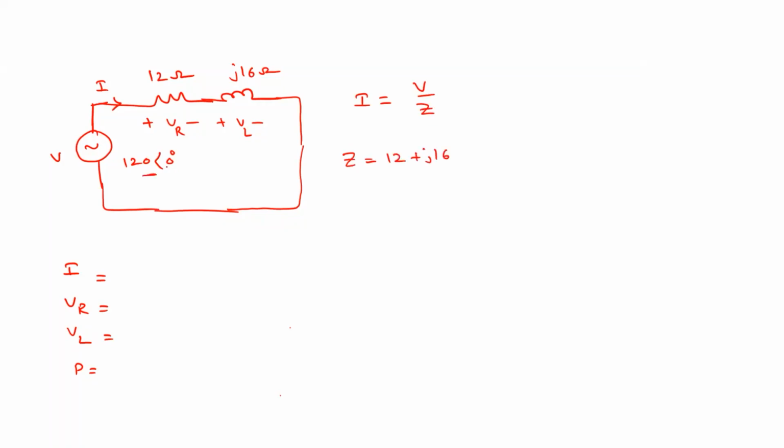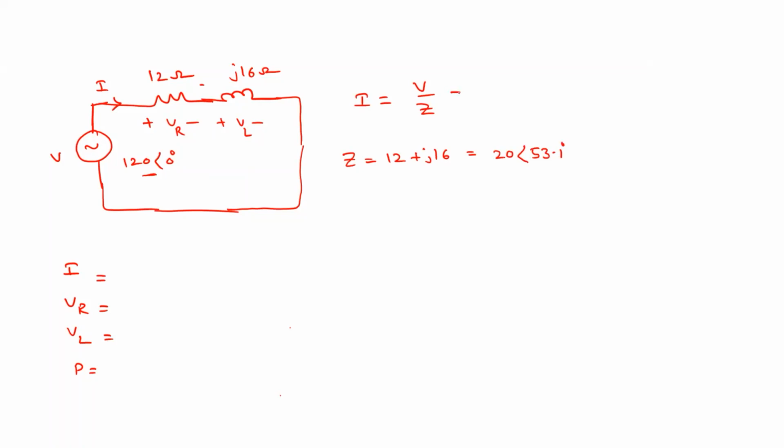This is in polar form, and this is also in polar form, so we need to convert. What is its equivalent polar form? The magnitude is 20, and the angle is tan inverse of 16 by 12, which is 4 by 3. That is 53.1 degrees, right?